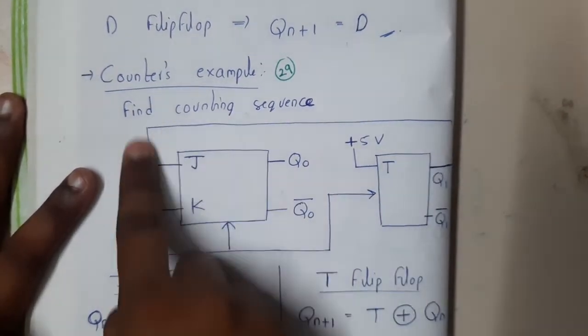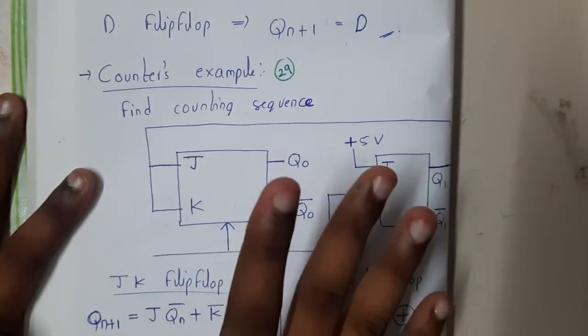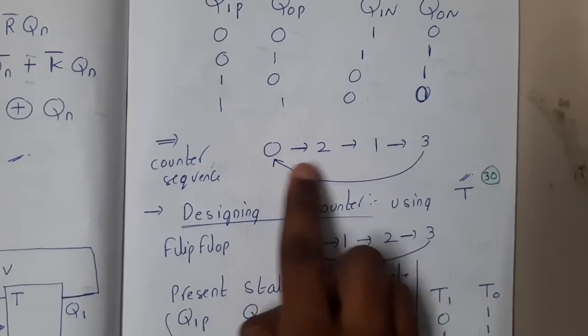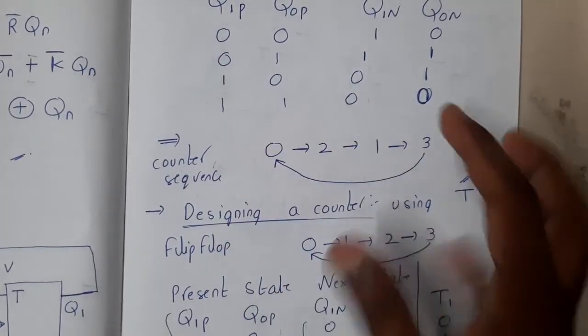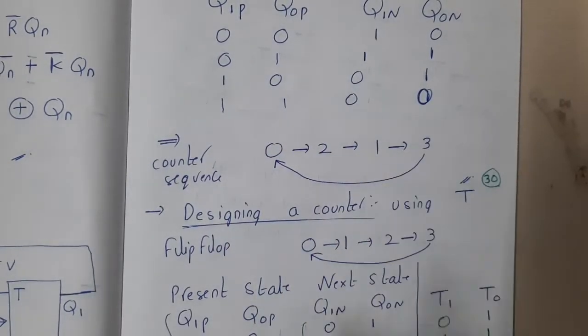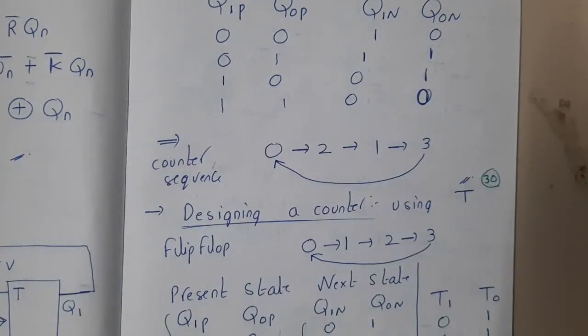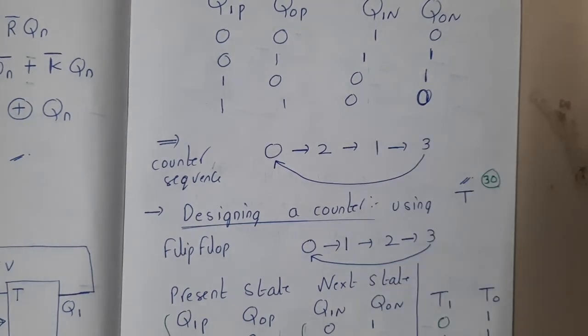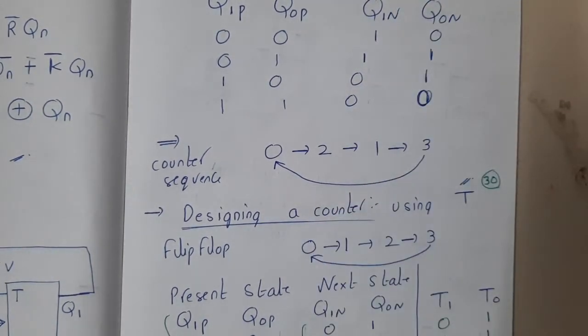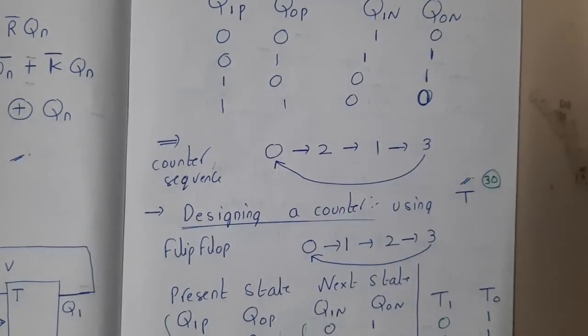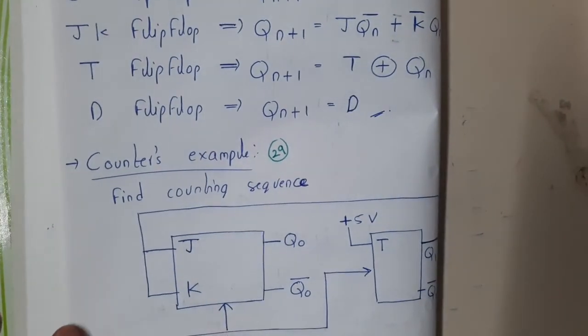They give the diagram of a counter, and we need to say which sequence it is going to count, like 0, 2, 1, 3. In that way the sequences will be there, and we need to identify that sequence. These types of questions are also there in our PYQPs. In the next lecture, we'll be discussing one problem, and the rest of the problems we'll be discussing in our PYQPs, so don't worry. Let us continue with the counters example in the next lecture.